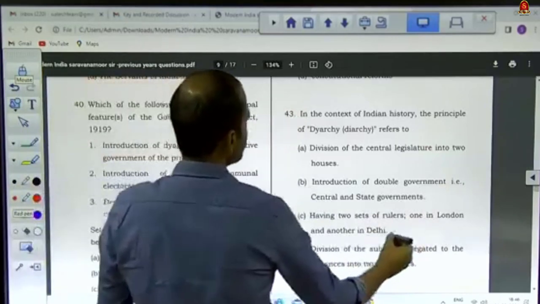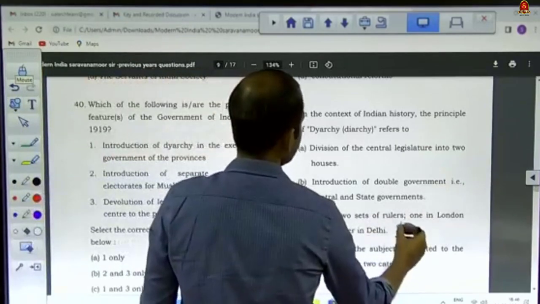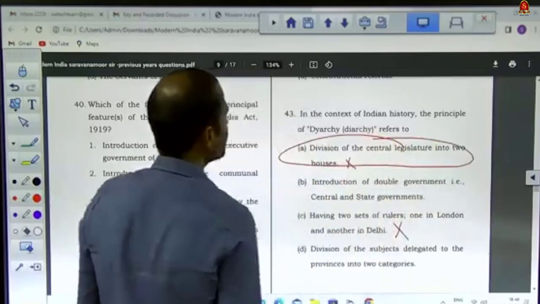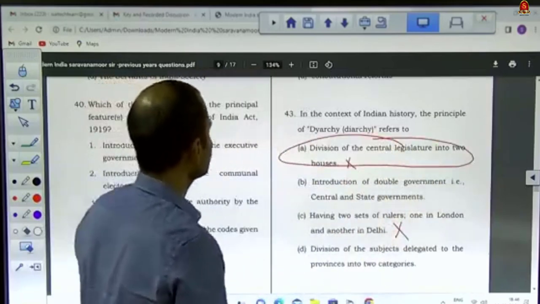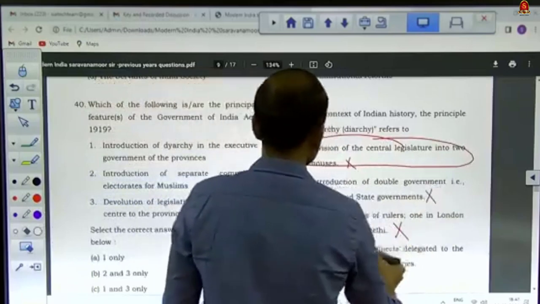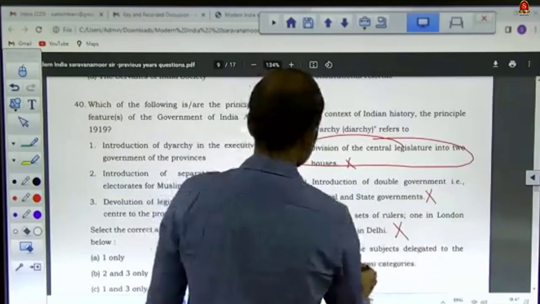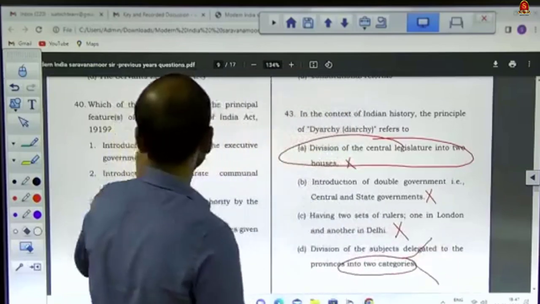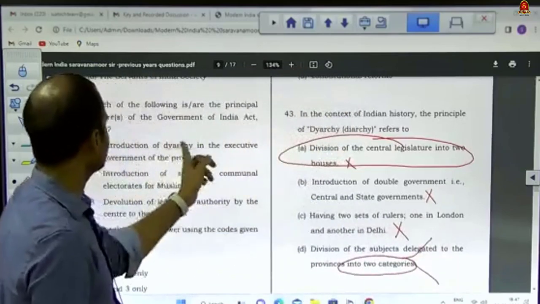Nowhere we discuss having two seats, one here and another in Delhi, no. Induction of double government, division of central legislature into two, this is bicameralism. This is not diarchy. Bicameralism, this is wrong. This is also wrong. So, division of subjects delegated to the provinces into two. Yes, that's what we discussed. Transferred list and reserved list, diarchy is this.